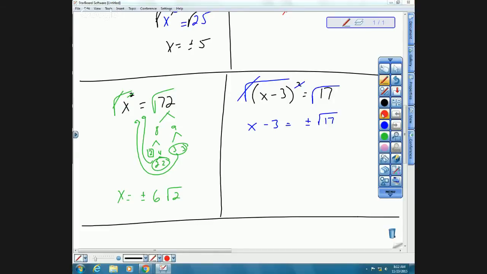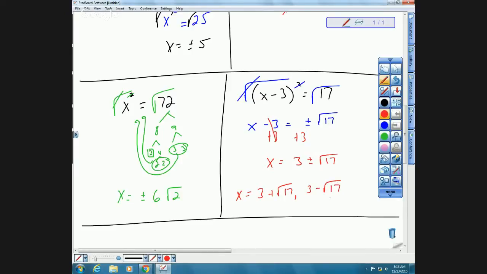Now, to get x completely by itself, I need to move this 3. So add 3 to both sides. We can just write 3 plus or minus the square root of 17. In my math lab, they do not have a plus or minus button, so that is 2 answers.